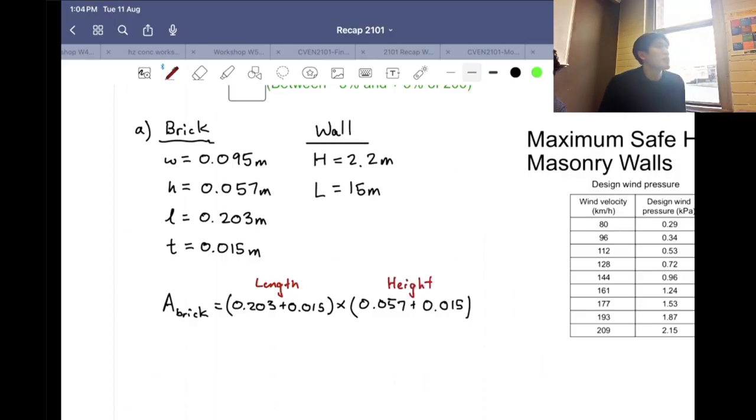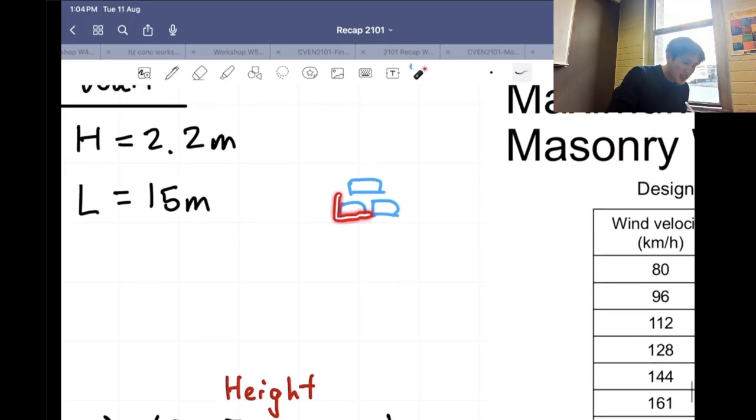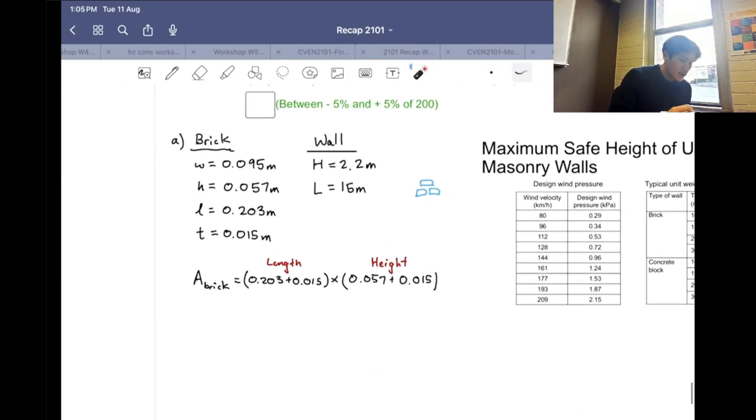Do we know why we add the thickness of the joint onto each dimension? Yeah? No? So basically, when you're putting bricks together, you're going to need the joint. Let me just redraw that. So for the bricks, they're not going to be completely flush on each other. There's going to be space for the joint glue, like the cement, to be there. So you need to add that onto each brick. So it's actually this area we're looking for, and then you're multiplying it for every single brick, right? So yeah, that's why we add the joint thickness.